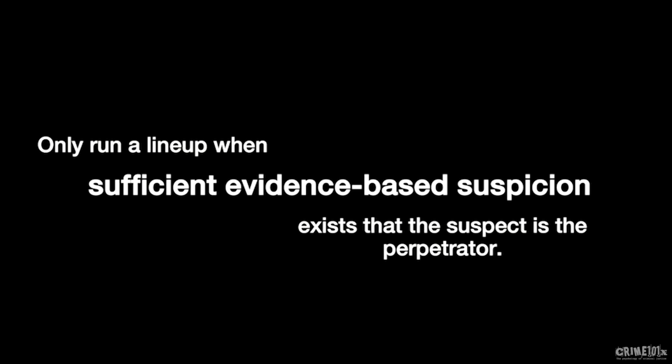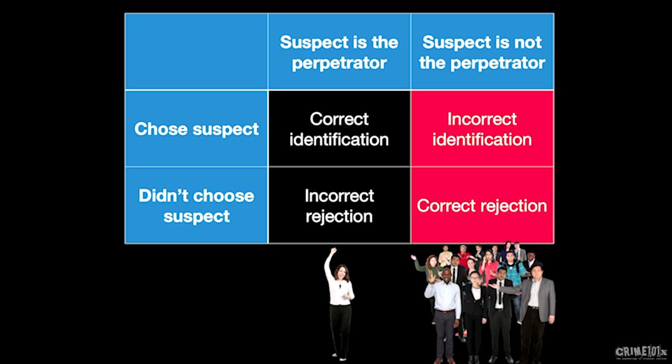We'll be referring to these recommendations throughout the rest of this episode, but their specific recommendation with regards to how many lineups to perform was that we should only run a lineup when sufficient evidence-based suspicion exists that the suspect is the perpetrator. That is, we shouldn't run a lineup with just anyone who happened to be in the vicinity of the crime. Without this sufficient suspicion that a suspect is the offender, the risk of false positives as a result of running too many lineups without an offender may become a problem.